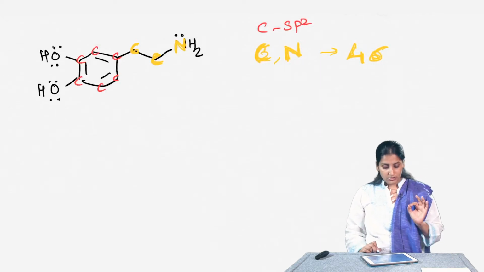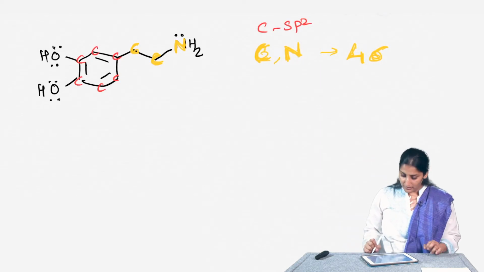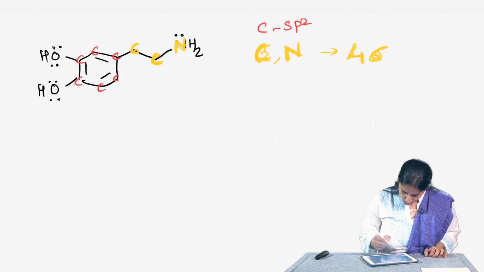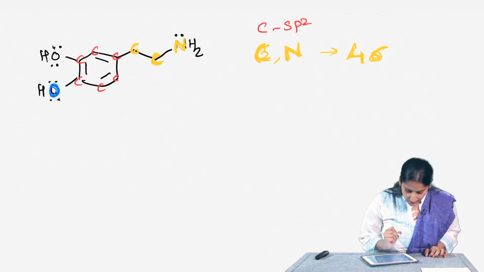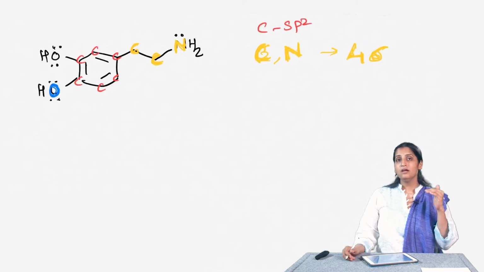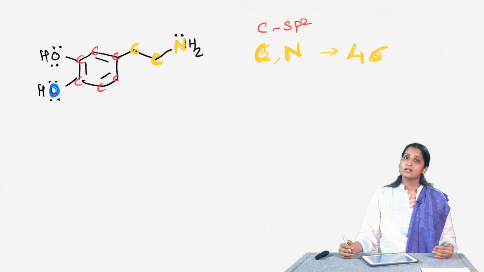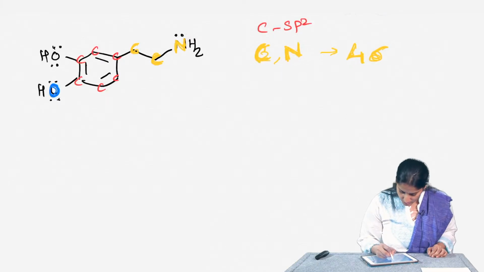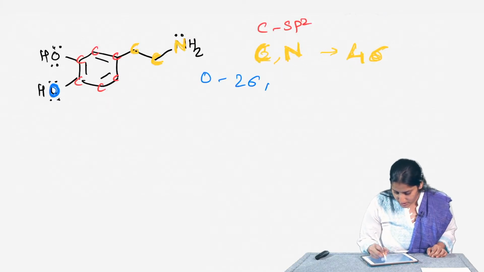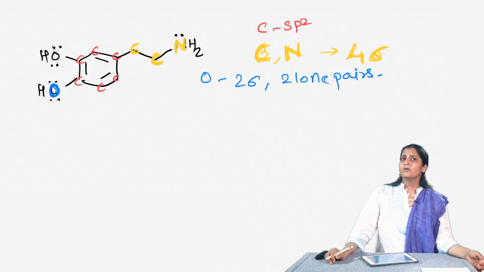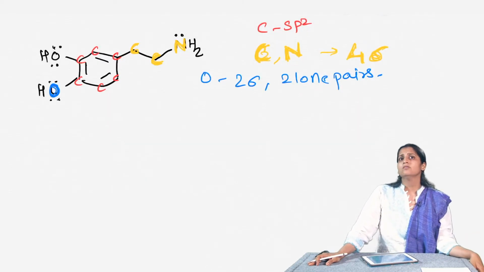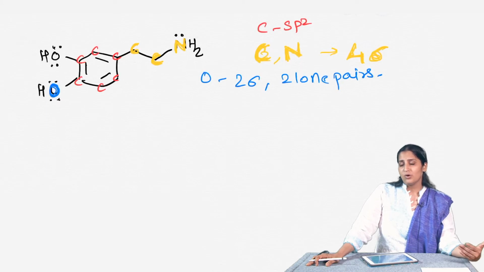Now, let us look at the oxygens here. This is the tricky part. If you look at this particular oxygen, it may seem like it is forming 2 sigma bonds and has 2 lone pairs, right. If you really think about it, this is very similar to that of water. Water also has 2 sigma bonds on that oxygen and also has lone pairs, but in the case of water, it was sp3 hybridized.